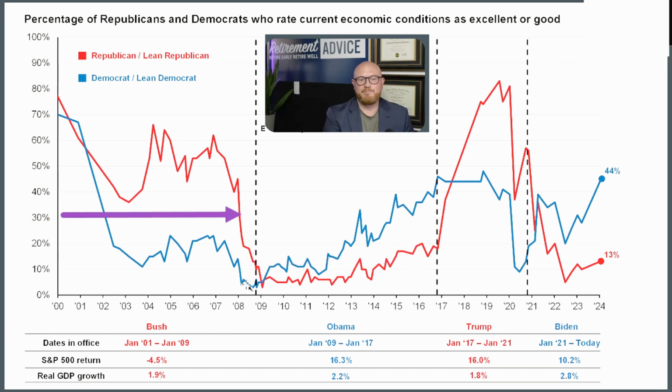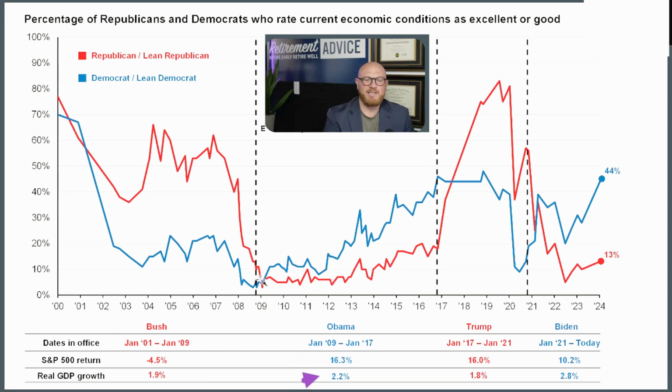But you can see that immediately once the political party switches, Democrats are, relative to Republicans, more optimistic about the future. Now, as you might notice, that also seems to be independent of what's actually happening in the economy or in the stock market. Over this 8-year period, the stock market experienced a 16.3% rate of return per year with real GDP growth of about 2.2%.